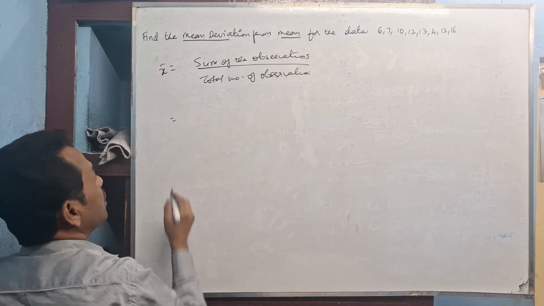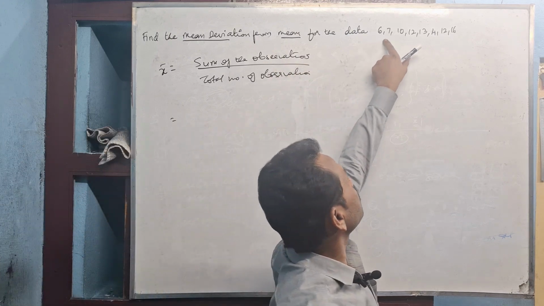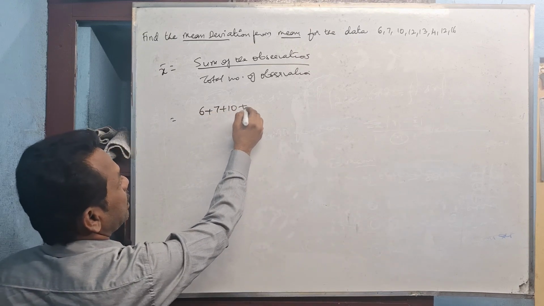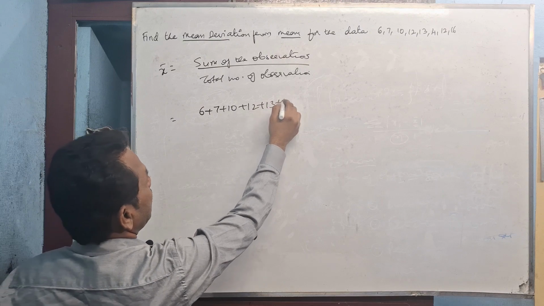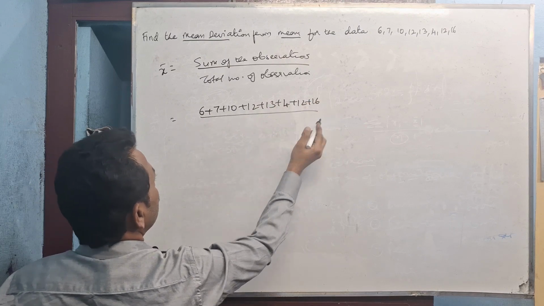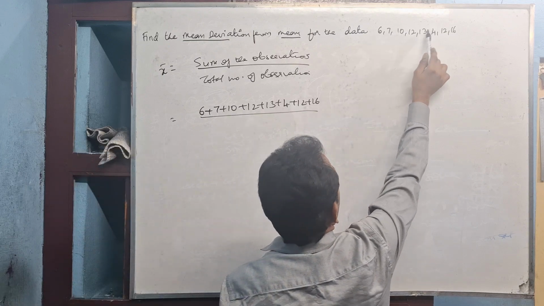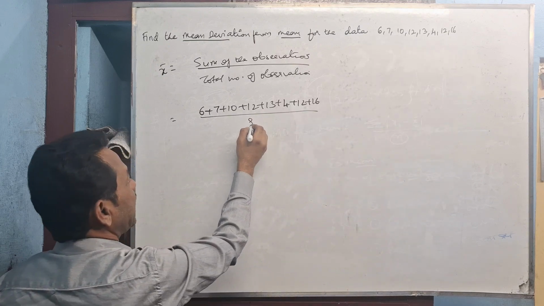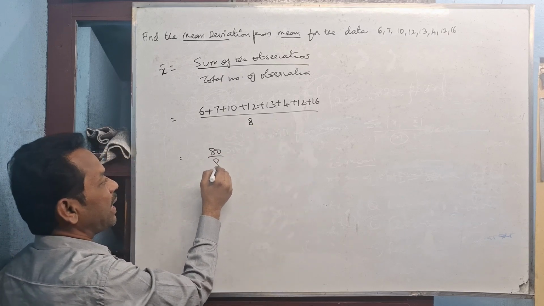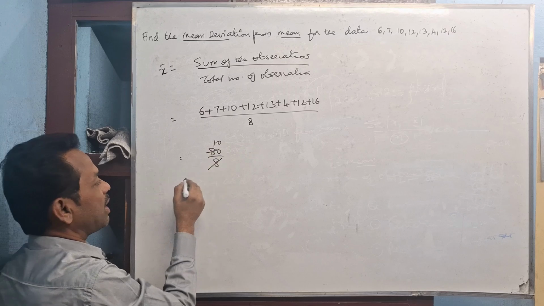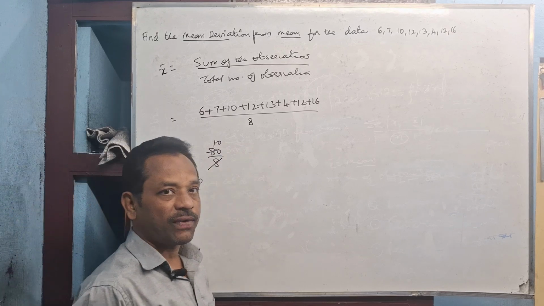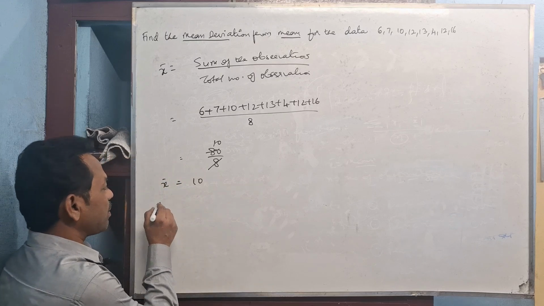Here the observations are 6 plus 7 plus 10 plus 12 plus 13 plus 4 plus 12 plus 16, divided by the total number of observations, so we have 1, 2, 3, 4, 5, 6, 7, 8 observations. Let me take 8 there. In the numerator we'll get 80 by 8. 8 tens are 80. So x bar equals 10. In the first step, you have to find the mean. Then I'll go for the formula.